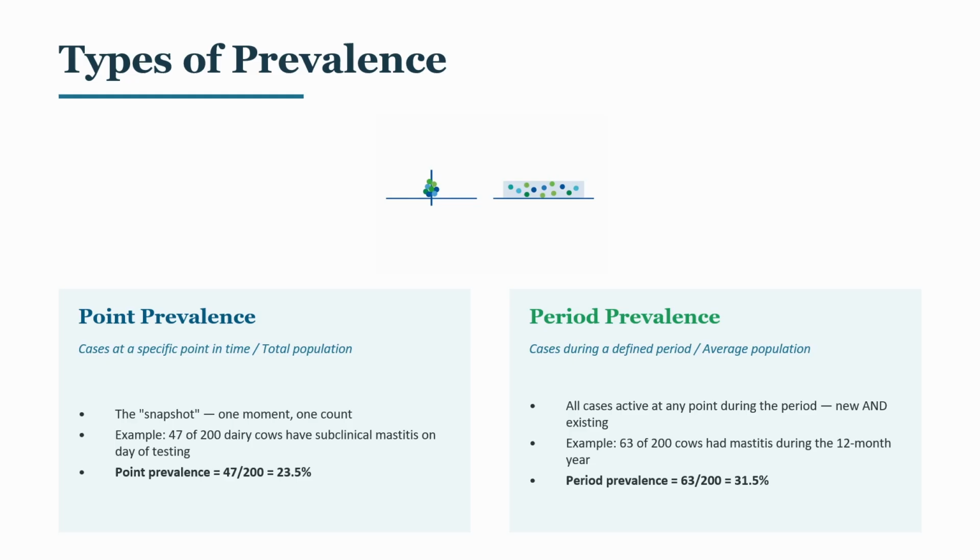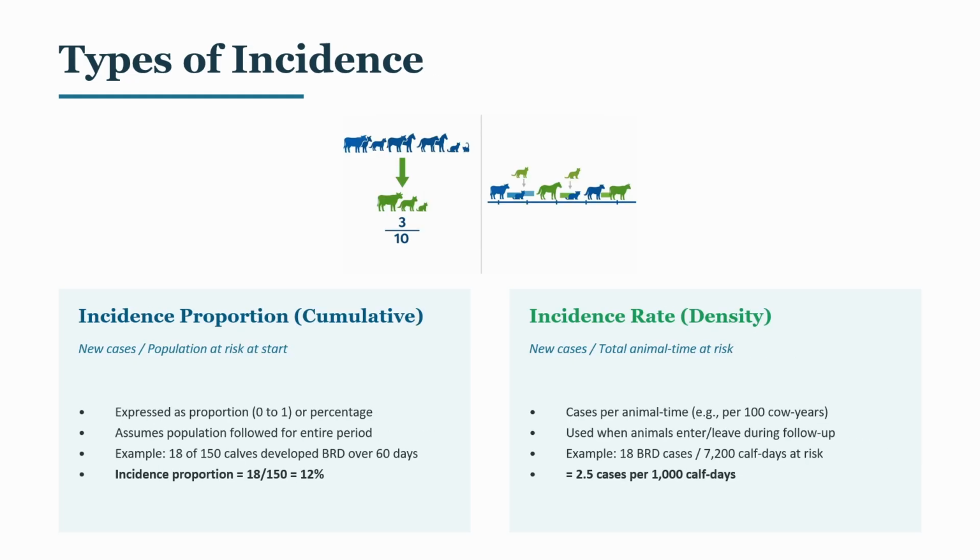Period prevalence includes both new cases that developed during the period and old cases that were already present and persisted into the period. Incidence counts only the new ones. As prevalence has two types, incidence comes in two forms, and choosing between them depends on whether your population is stable or changes over the observation period.